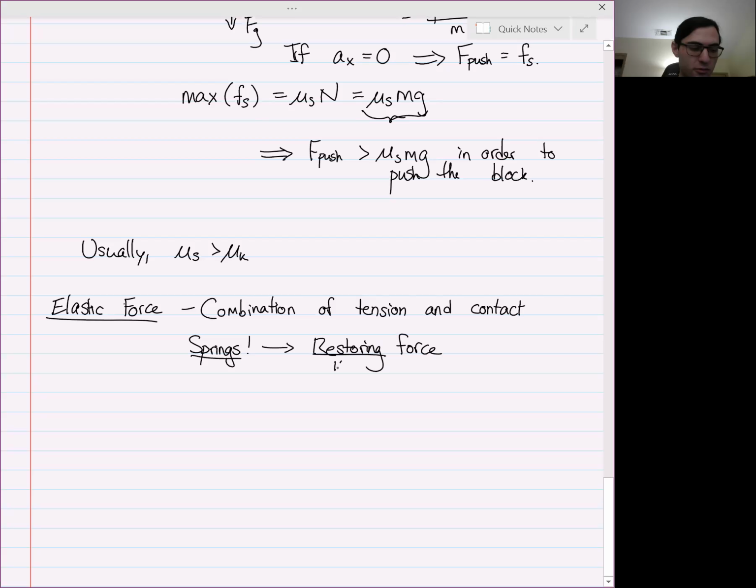So when I say restoring, what this means is that if there's a deviation from the equilibrium, and I'll explain what I mean by equilibrium in a minute, if there's a deviation from equilibrium, then the force acts to return to equilibrium.